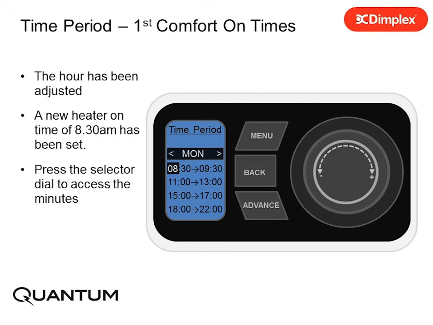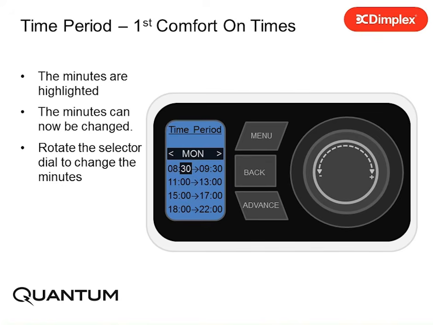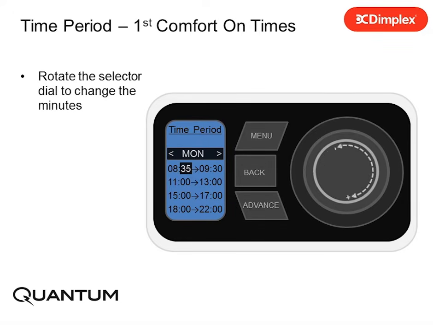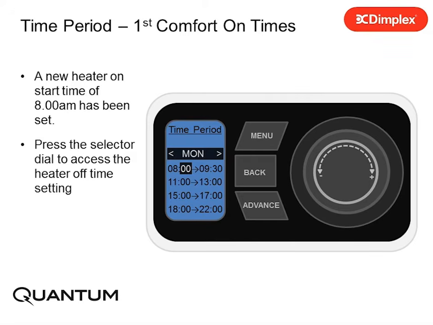Press the selector dial to access the minutes. The minutes are highlighted and the minutes can now be changed. Rotate the selector dial to change the minutes. A new heater on start time of 8 am has been set. Press the selector dial to access the heater off time setting.